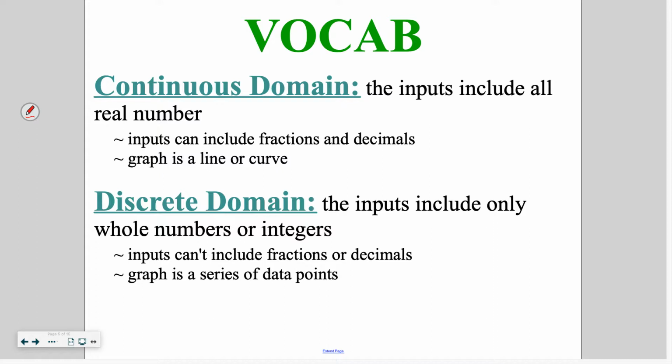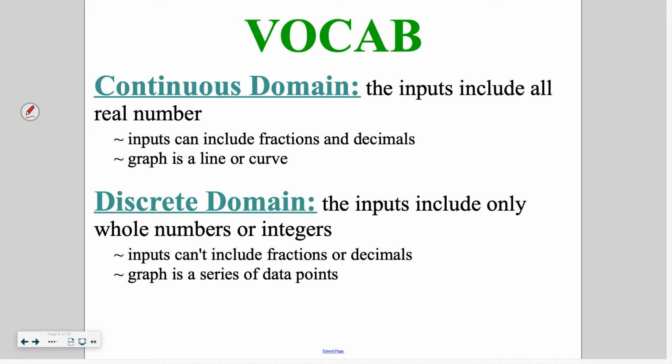Our second option for the domain is called a discrete domain. This happens when the inputs only include whole numbers or integers. So our inputs cannot have fractions or decimals, and the graph is a series of disconnected points. So they're not connected to each other. Each point is separate.